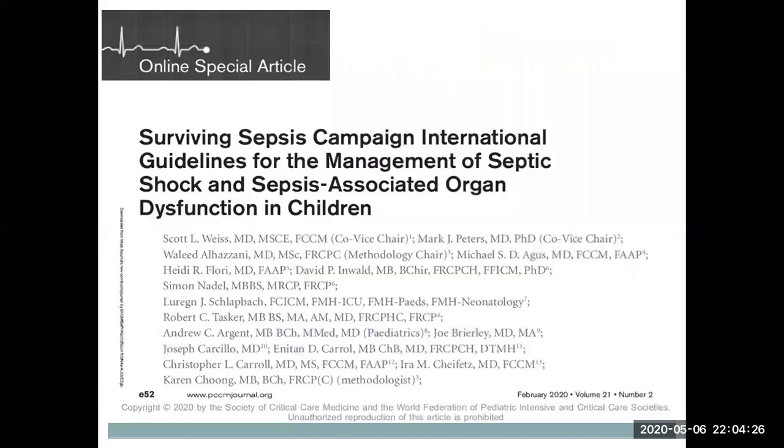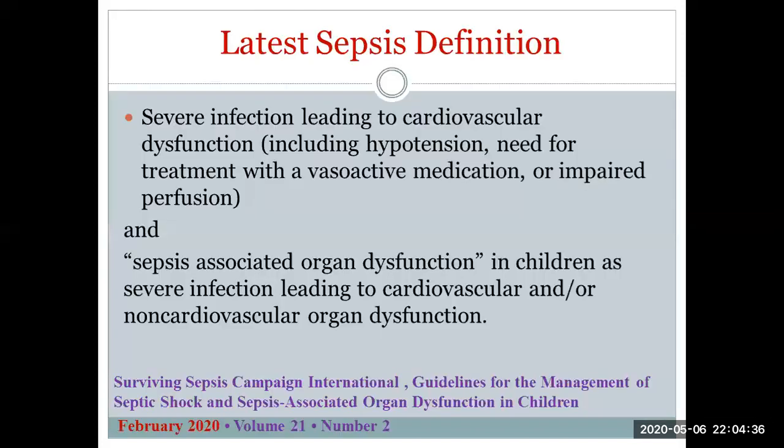And we have a new one, released in February 2020, with the Surviving Sepsis Campaign international guidelines for the management of shock and sepsis-associated organ dysfunction. They changed the definition to severe infection leading to cardiovascular dysfunction, including hypotension, needing treatment with vasoactive medication or impaired perfusion, in addition to sepsis-associated organ dysfunction in children as severe infection leading to cardiovascular and/or non-cardiovascular organ dysfunction. As I said, it was released in February 2020.